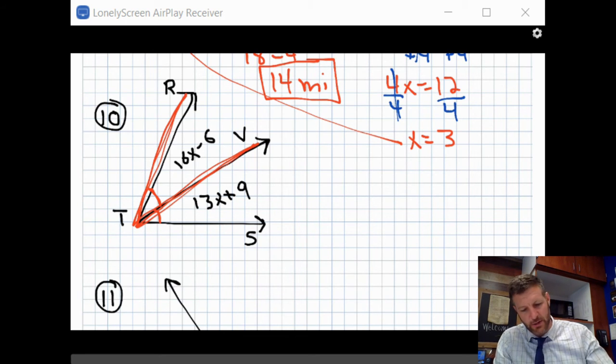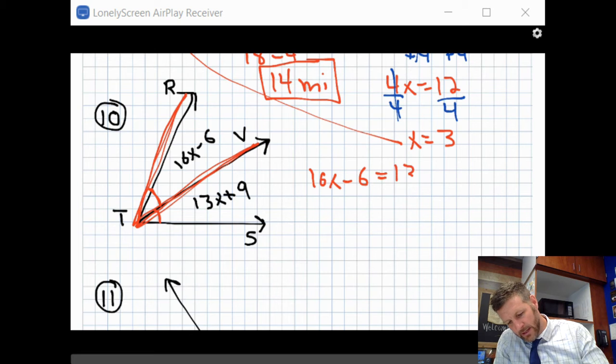So I've got expressions. What's my equation? I've already alluded to it. It's a bisector, so that means we have two equal halves. So that means 16x minus 6 is equal to the other angle, 13x plus 9.